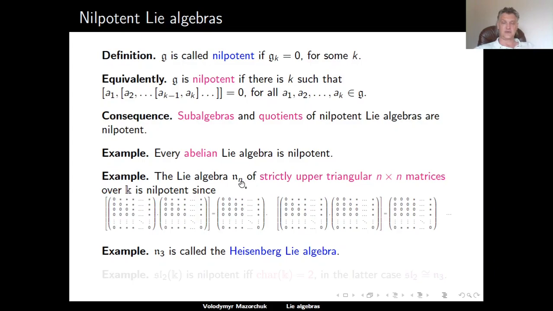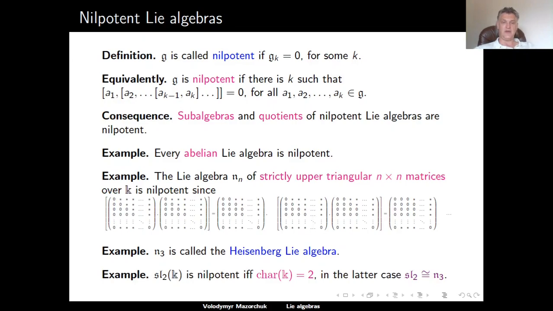For n equal to 3, the Lie algebra N3 of all strictly upper triangular 3 times 3 matrices has a special name. It's called the Heisenberg Lie algebra. So here is a small reference to the Hollywood series Breaking Bad.